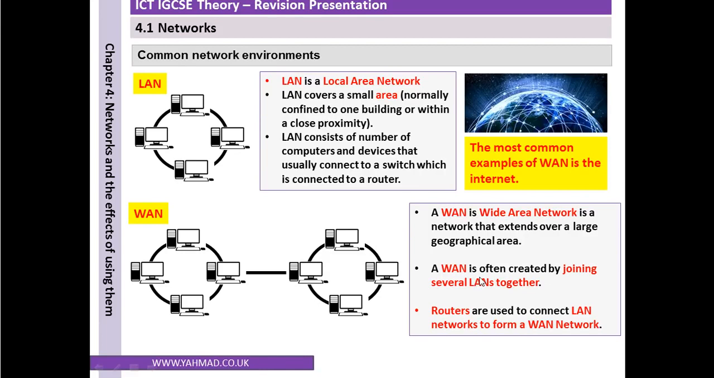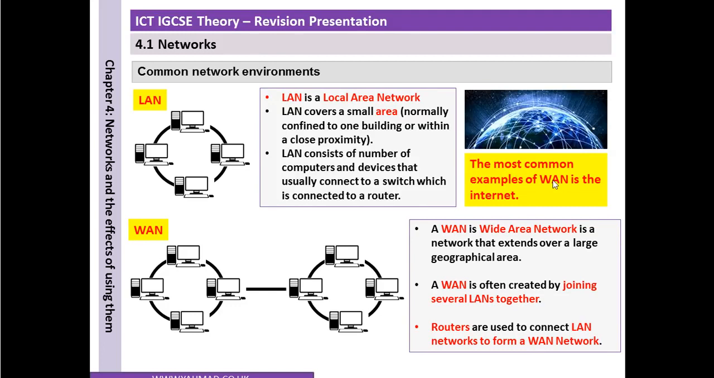Now, a wide area network is often created by joining several local area networks together. So what we could have here is one school's network connected to another school's network, or offices from different buildings which have been connected together. Routers are used to connect local area networks together to form a wide area network. The most common example of a wide area network is the internet. It's basically a number of networks which have been connected together so we can transfer data across the internet.